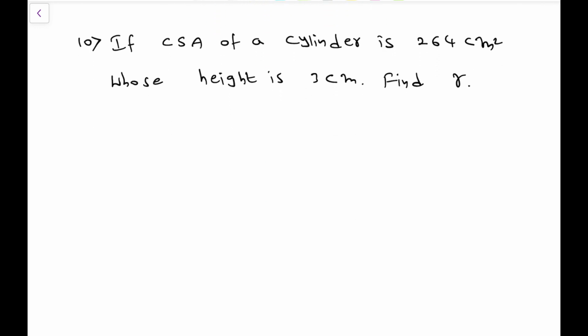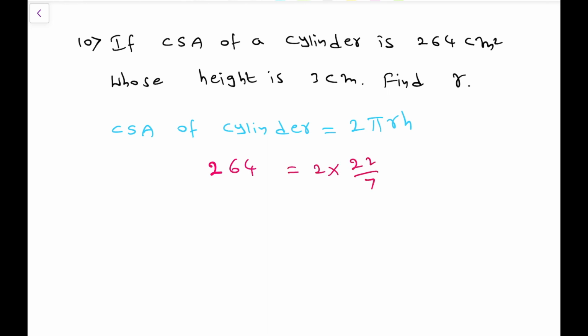Next, if curved surface area of a cylinder is given as 264 centimeter square, whose height is 3 centimeter, then find radius. Curved surface area of cylinder equals to 2 pi r h. Curved surface area is given as 264, that is equals to 2 into pi value 22/7 into radius not given, so r as it is, into height 3.